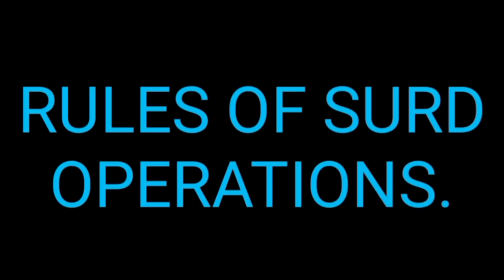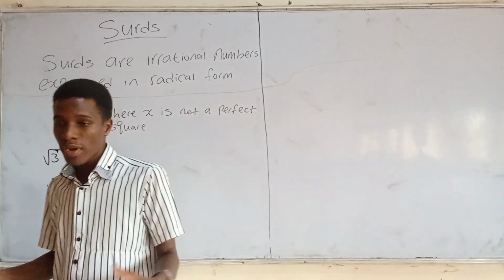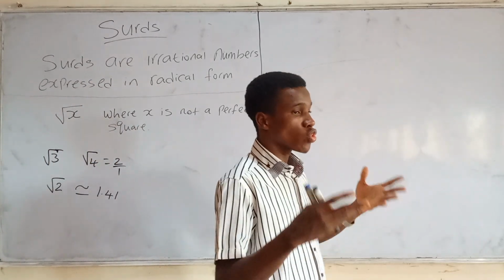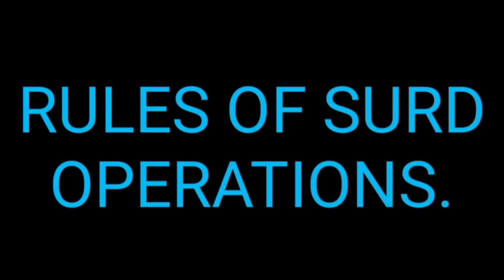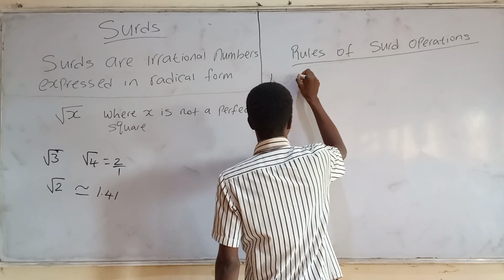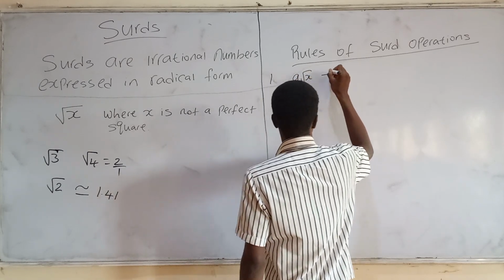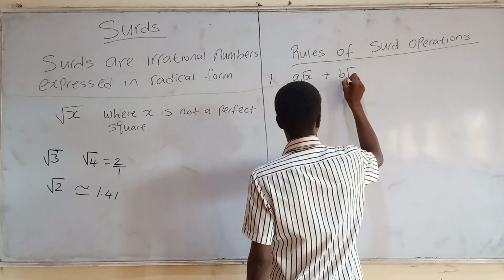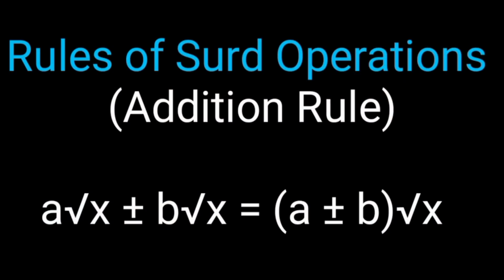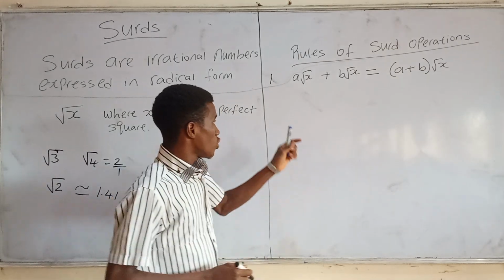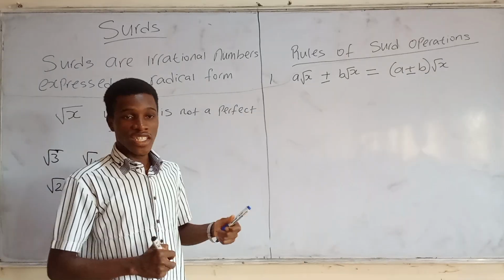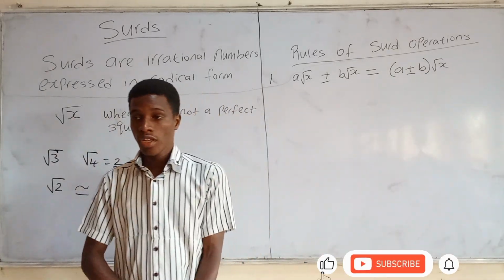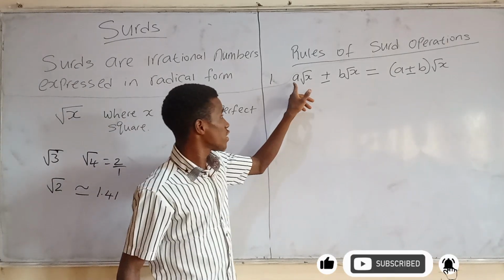There's a way surds are added. There's a rule that governs how surds are multiplied. There's a rule that governs how two surds are divided. Those rules are what we call the rules or the laws of surd operation. Number 1, if you have a surd x plus b surd x, this is equal to a plus b surd x. Is that clear? Even if it is subtraction, if you have a minus, you have minus. Why is this possible? Because they have a common surd. You can easily add them; this a is the coefficient of the surd.